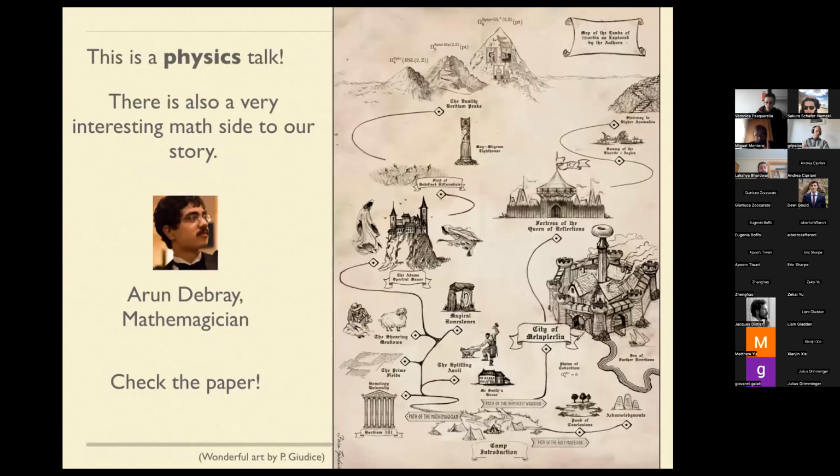And let me just emphasize that this is based on a big paper that we put together with Markus Dierigl, Jonathan Heckman, and Arun Debray. And to compute the cobordism groups of type 2B, there is a whole math story, but that belongs to another talk. This is a physics talk.